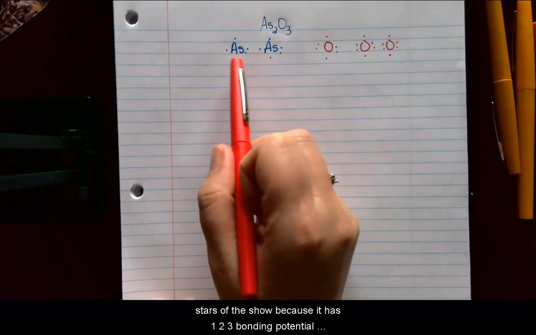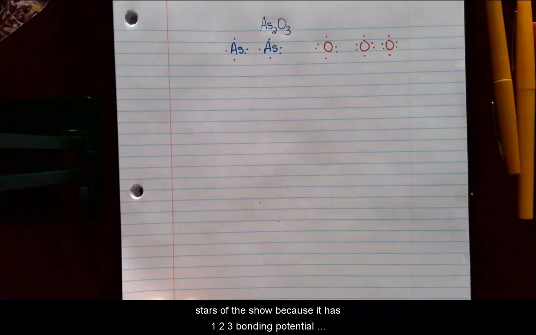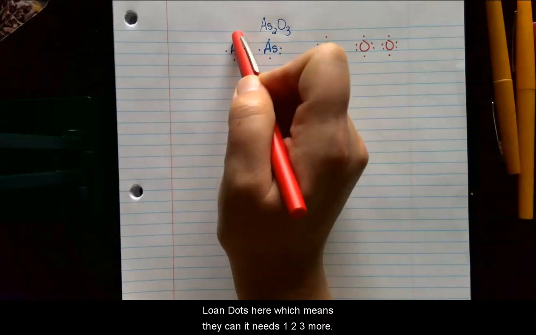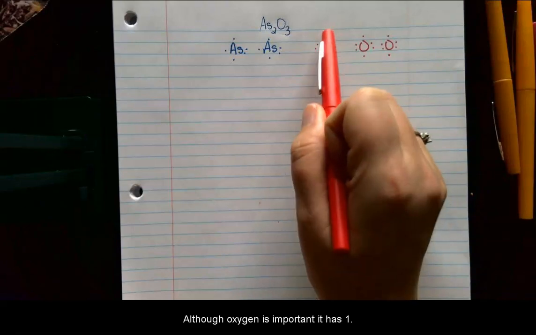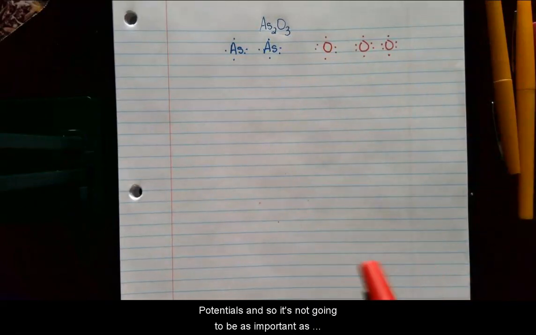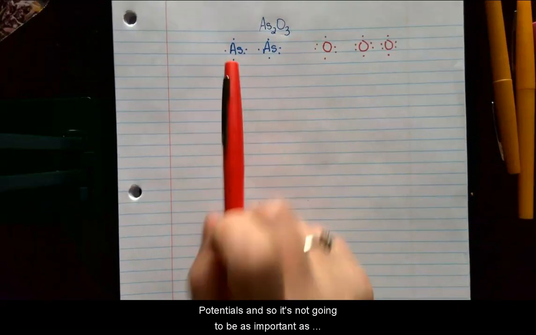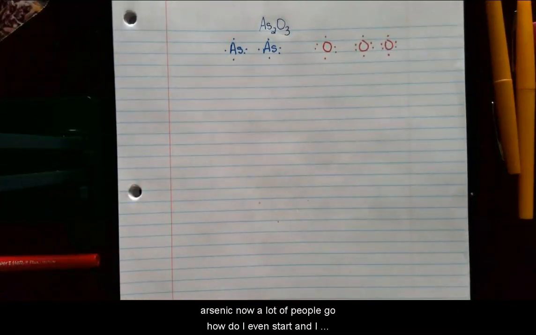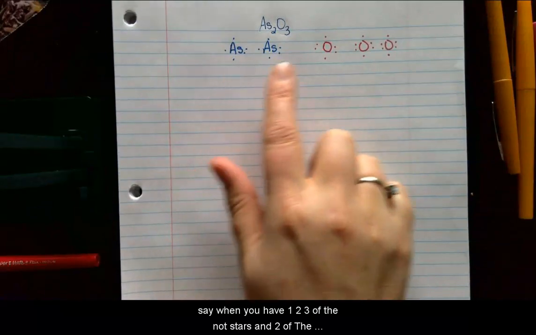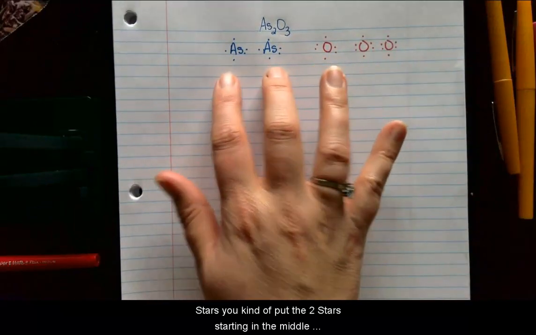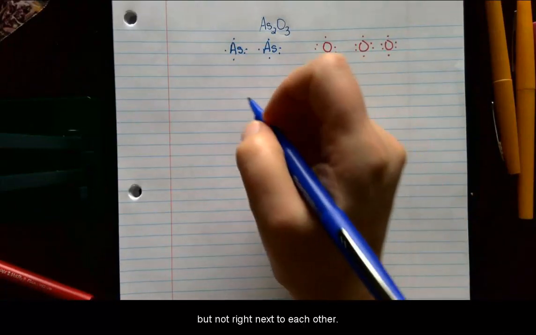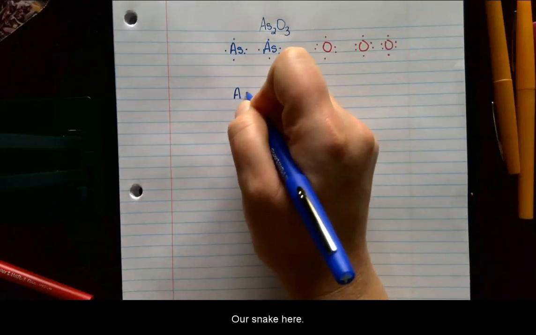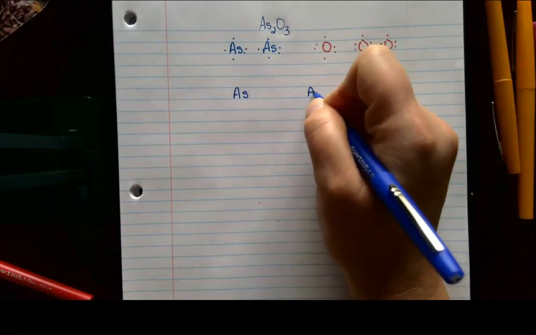Now, arsenic is going to be the star of the show because it has 1, 2, 3 bonding potential, as shown by the 3 lone dots here, which means it needs 1, 2, 3 more. And although oxygen is important, it has 1, 2 potentials, so it's not going to be as important as arsenic. Now, a lot of people ask, how do I even start? And I say, when you have 3 of the not-stars and 2 of the stars, you put the 2 stars starting in the middle, but not right next to each other. So I'm going to put an arsenic here, and an arsenic here.